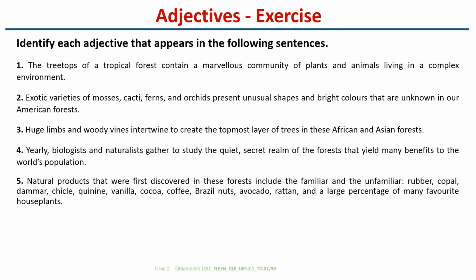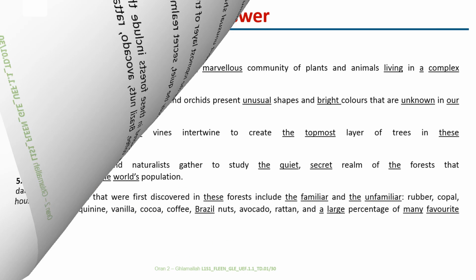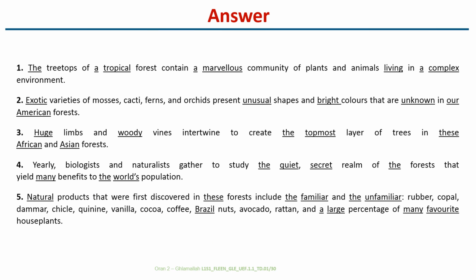5. Natural products that were first discovered in these forests include the familiar and the unfamiliar: rubber, copal, dama, chicle, quinine, vanilla, cocoa, coffee, Brazil nuts, avocado, rattan, and a large percentage of many favorite houseplants. Now check your answers. Both descriptive adjectives and determiners are underlined.